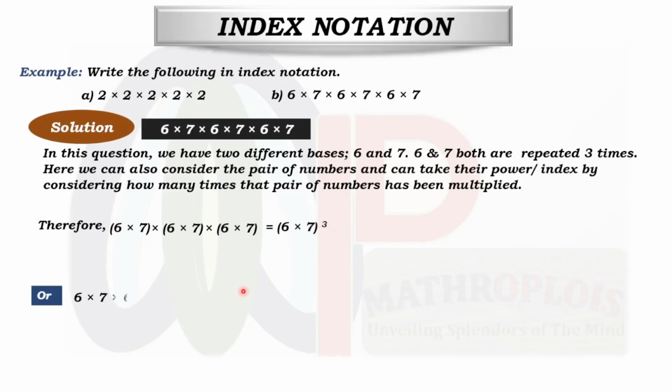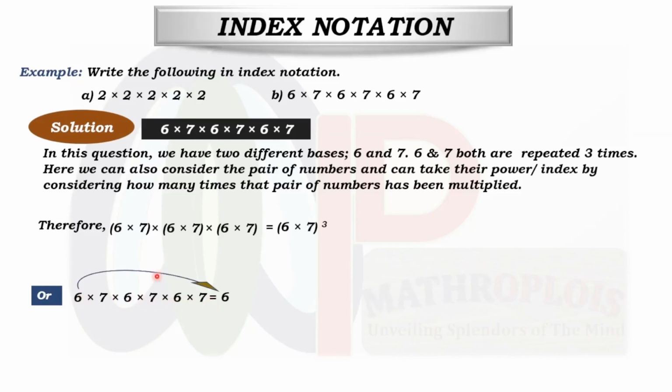Or, we can rearrange to write the same factors consecutively. Like, instead of 6 multiplied by 7, multiplied by 6 multiplied by 7, multiplied by 6 multiplied by 7.